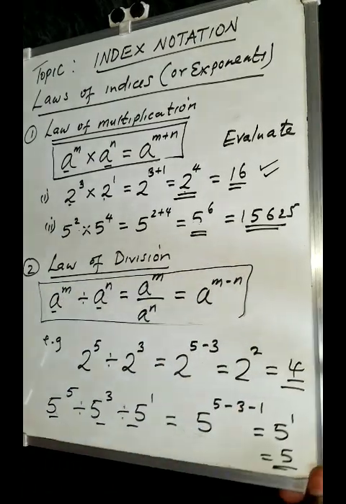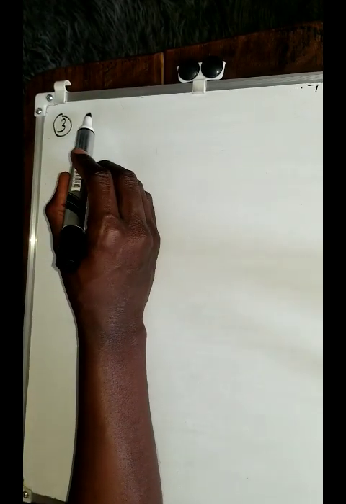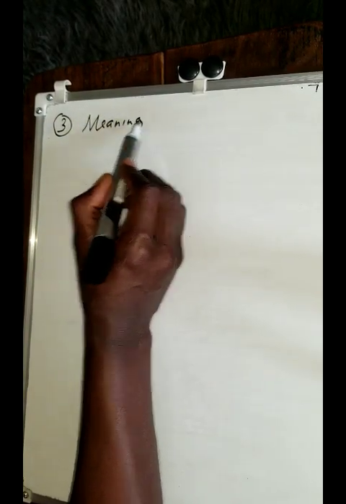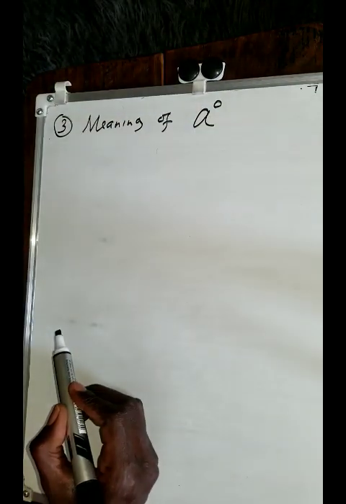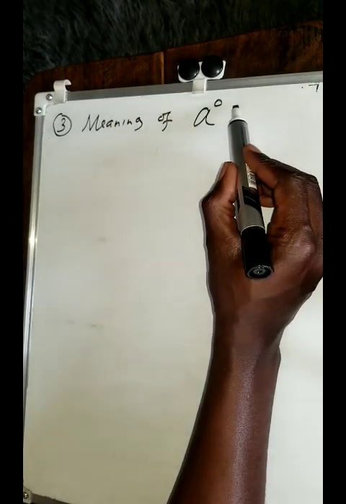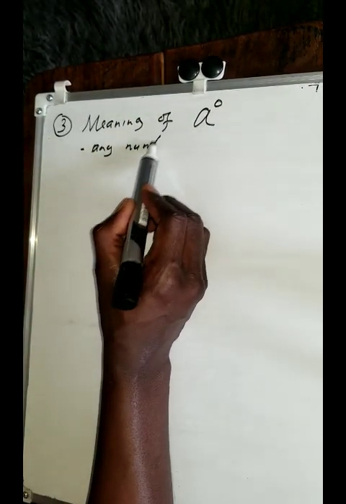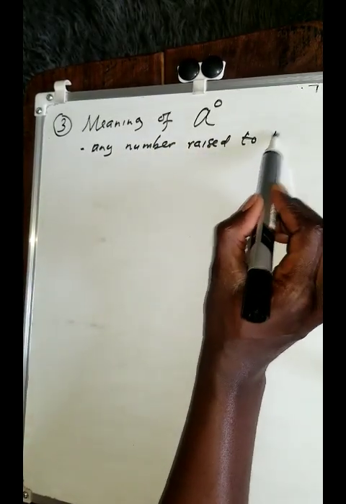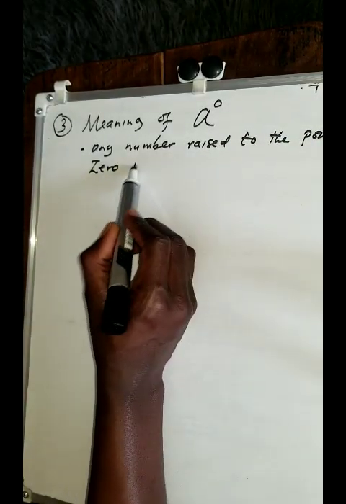All right, let's talk about other meanings that you are going to appreciate. Now, call it number 3 that you need to know: the meaning of a number raised to the power 0, when the index is 0. Any number raised to the power 0 is 1.